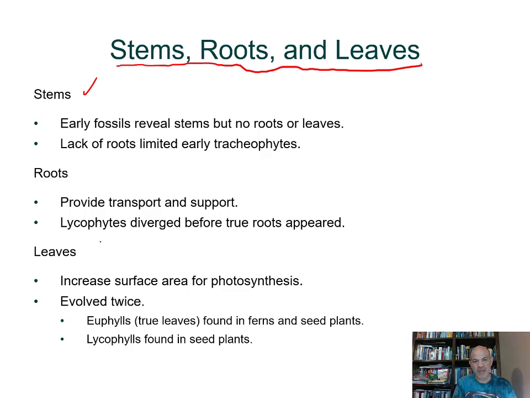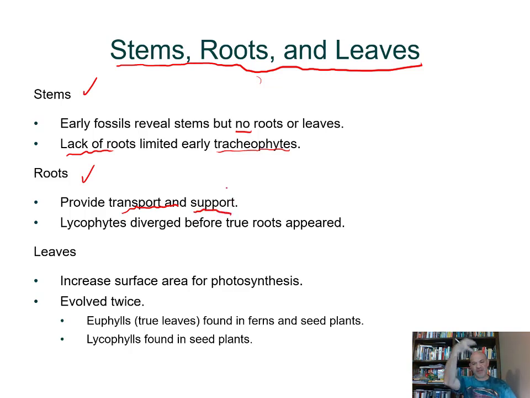Because these early plants lacked roots, that limited what those early tracheophytes could do: how big they could grow, and how much they could pull from the ground, like water, minerals, and other nutrients they need to grow. So again, stems evolved first. No roots or leaves yet. What are roots? Roots are organs that evolved later, and they have xylem and phloem in them as well. This allows for more efficient transport, and roots help anchor and support your plants.